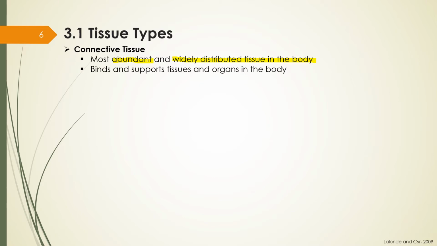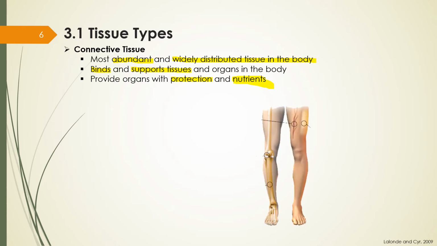Now let's talk about connective tissue. Connective, the word means connection. So connective tissue makes the connection. It's the most abundant and widely distributed tissue in your body. The connective tissue binds and supports tissues and organs in the body, and also provides organs with protection and nutrients. So it also makes the distribution of nutrients, for example.